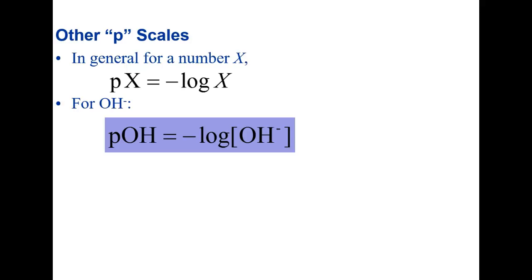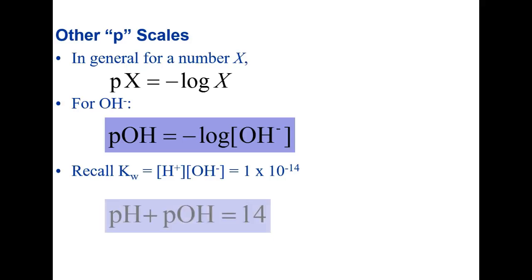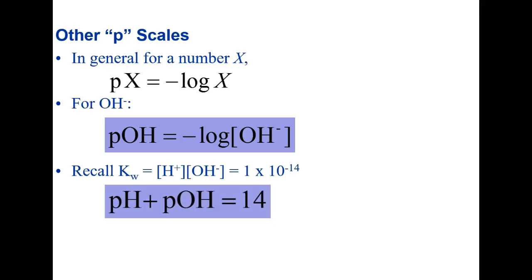If we build upon what we learned previously about acids and bases and water ionizing into H plus and OH minus, we know that the concentration of hydrogen times hydroxide is 1 times 10 to the negative 14th. Well, if you did negative log of both of those sides, you would end up with a relationship that shows us how pH and pOH are related, and they do add up to 14.